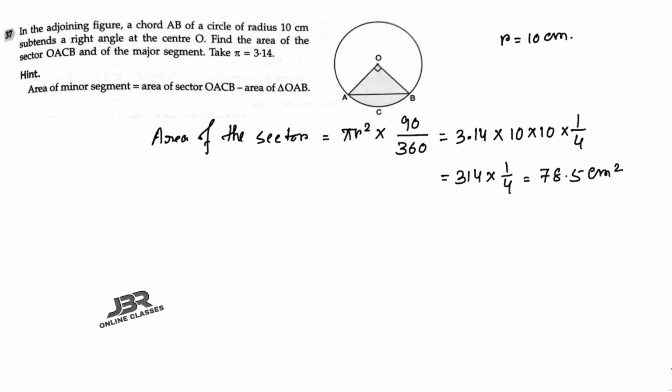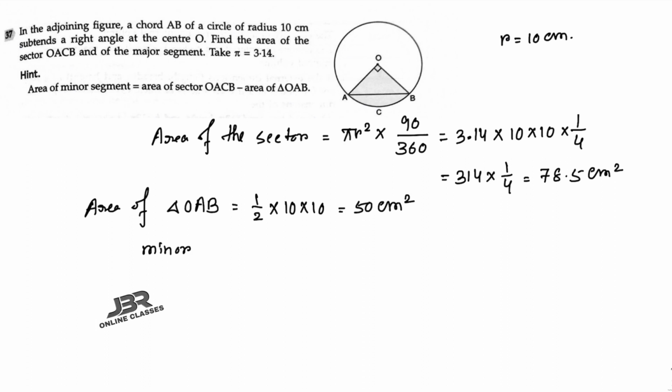And now again you have to find out the area of the minor segment. The area of triangle OAB equals half into 10 into 10, so 50 centimeter square. So the area of the minor segment equals the area of the sector, 78.5, minus 50, that equals 28.5 centimeter square. That is the area of the minor segment.